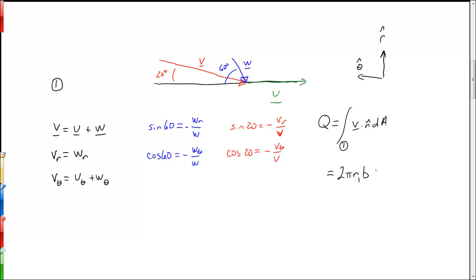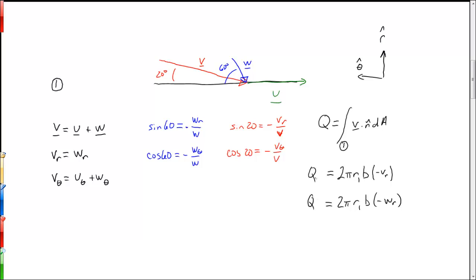times V dotted with n, which is just going to be VR, or in this case minus VR, because Q is always a positive number, and VR is going to be a negative number because V is pointing inward. So we put the minus sign here to make sure that Q is positive. We also know that VR is equal to WR, so we can alternatively say 2 pi R1 B times minus WR.